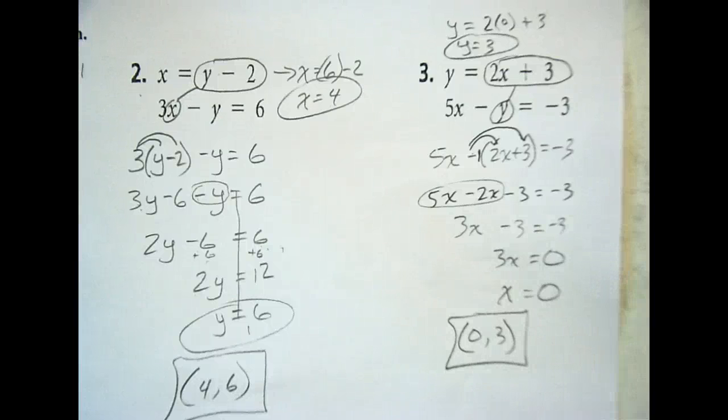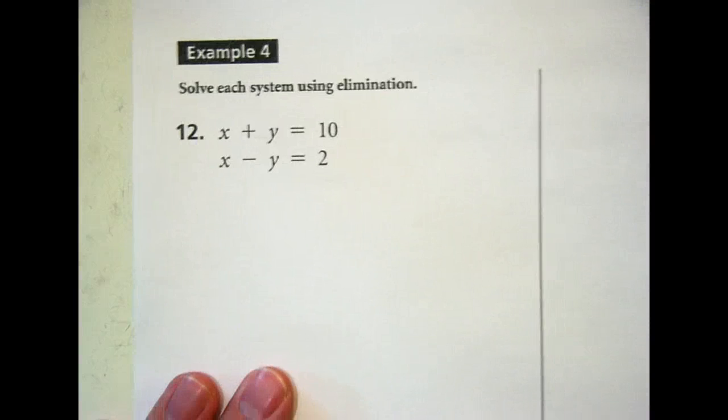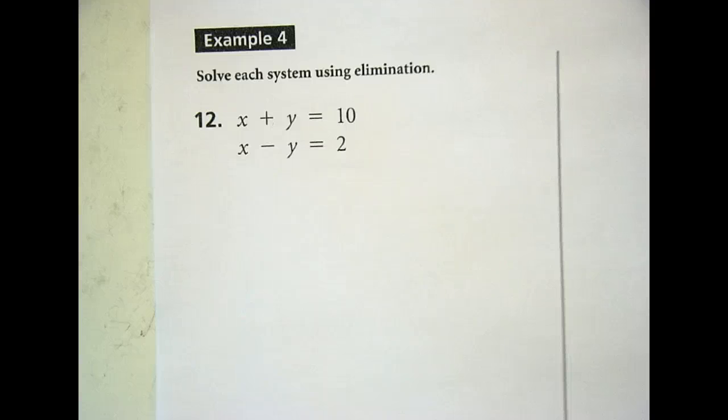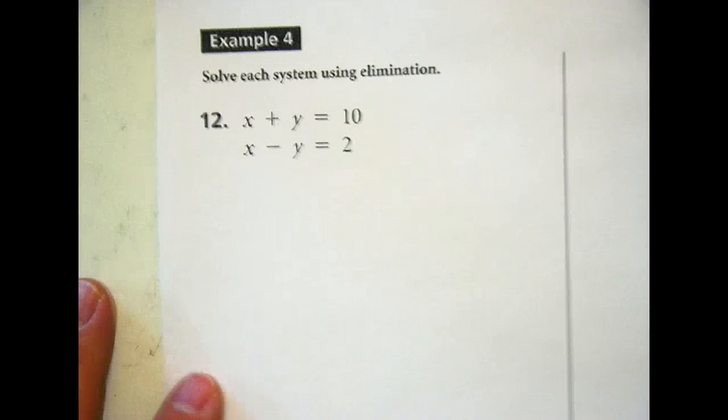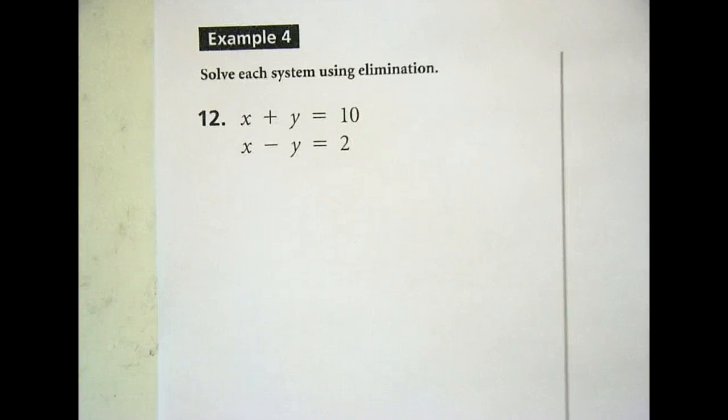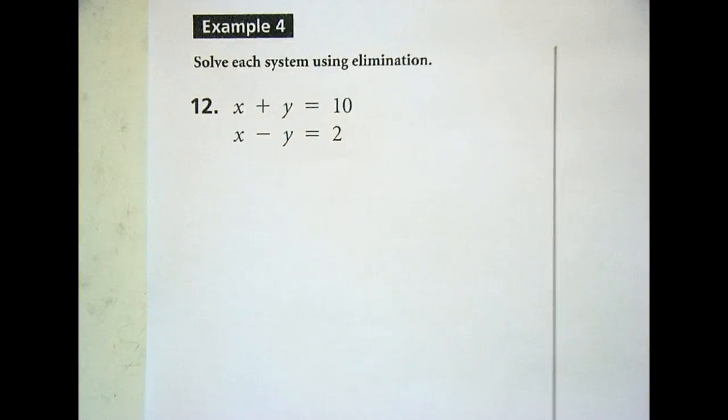Substitution's really great if one of the variables is already by itself. Tell your neighbor what the other process is. Elimination. Okay, so we have graphing, which takes a while. We have substitution. We have elimination. Tell your neighbor why number 12 lends itself very well to elimination. Then give number 12 a shot. Even if you're not quite sure what to do, give it a shot. See what you can remember.